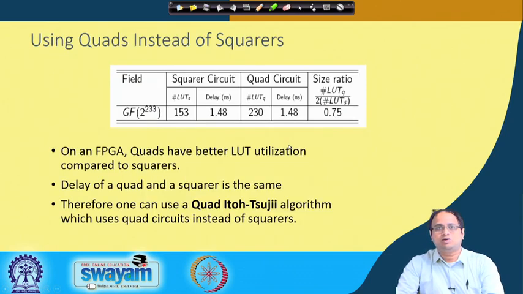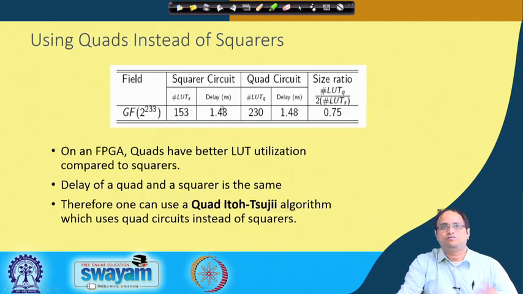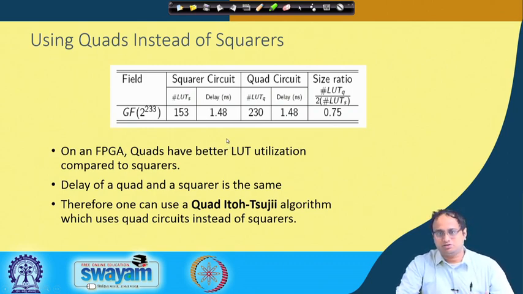So, what we observed is, we tried to see it for other fields, like larger fields. For example, for GF 233, a squarer circuit will consume say 153 lookup tables, whereas a quad will consume 233 lookup tables. But if you compare with 2 times 153, then you see that there is a 25% advantage. Delay wise, again both of them are the same. So, naturally it tells us that going from a squaring circuit to a quad circuit may give me an advantage, because I can utilize the lookup tables better.